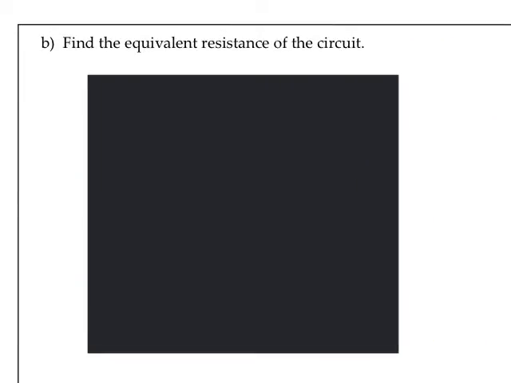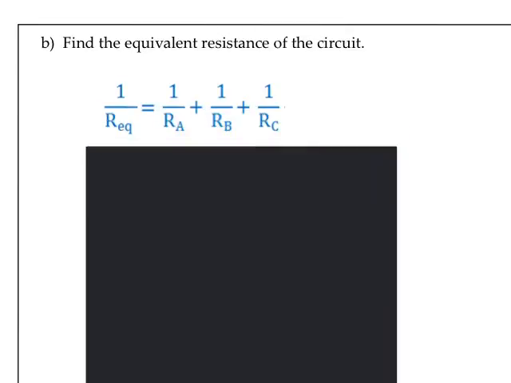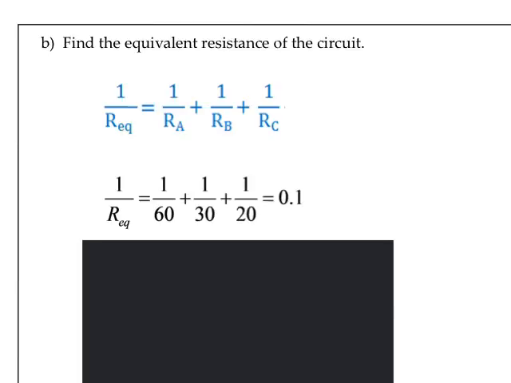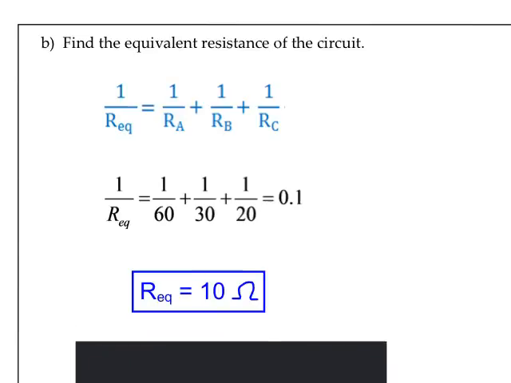Next, we're asked to find the equivalent resistance in the circuit. We only have 3 resistors, so we're going to go back to that equation that we practiced with in the previous 2 questions. Go ahead and plug your numbers in and come back and check your answer. Once we do that, we see that 1 over the equivalent resistance should give us 0.1, and our actual equivalent resistance would be 10 ohms for this circuit.